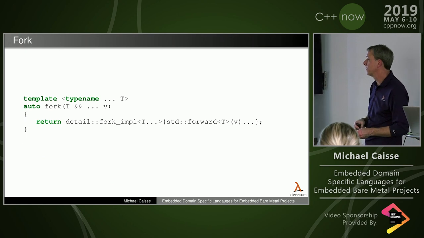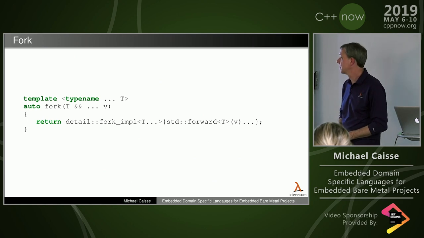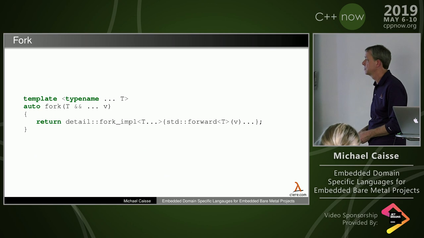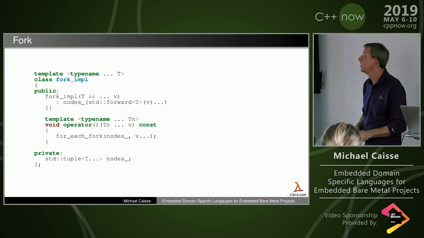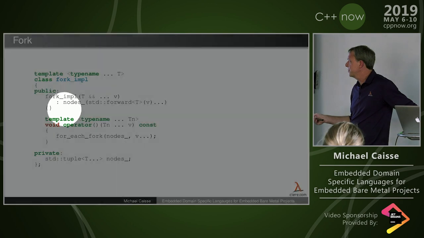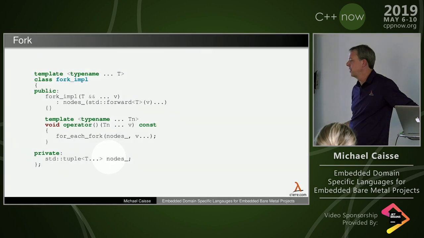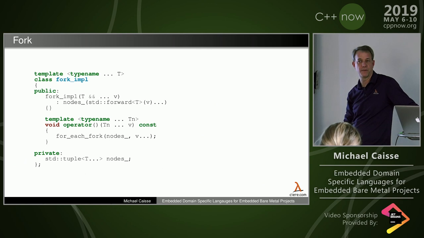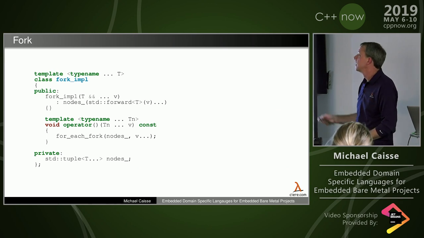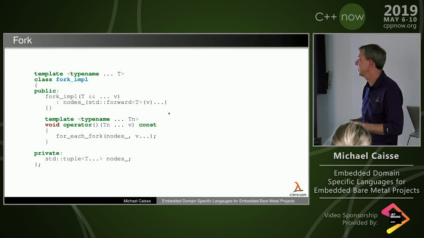So fork is going to return a detail fork impl using the expansion of T as its parameters, and we'll forward the arguments. So it's going to construct one of these things. What does fork impl look like? In the private area, we store a tuple of each of the nodes, each of the types that got passed in. When we create it, we forward those into the nodes, and we've got a tuple of that.